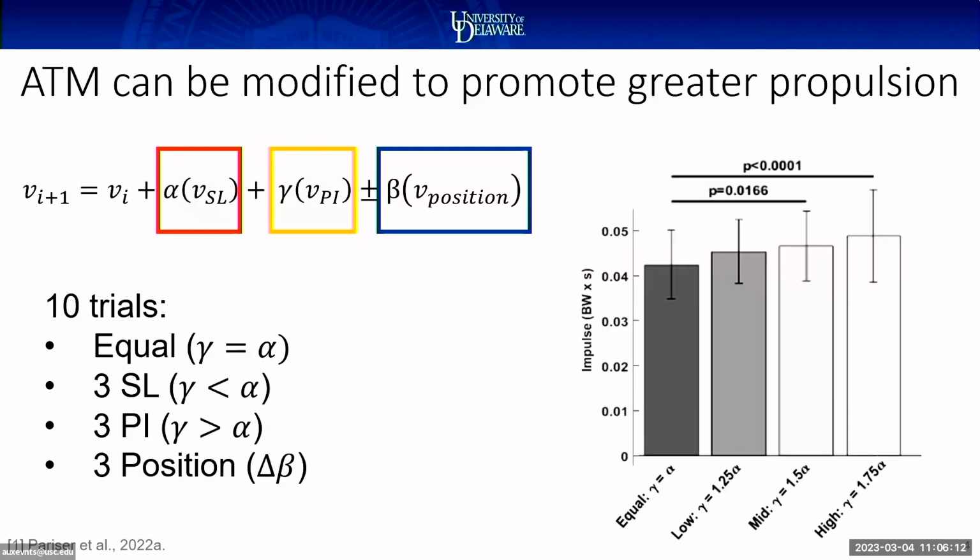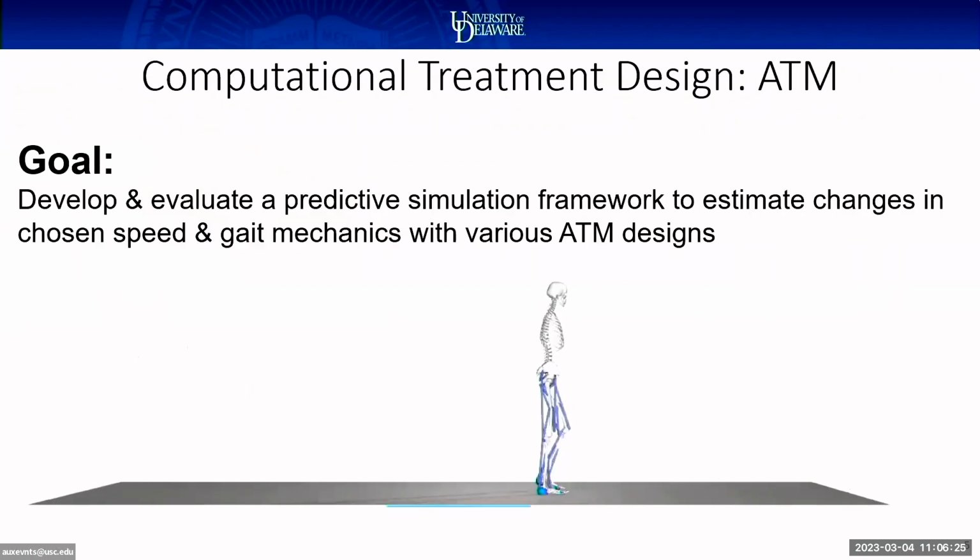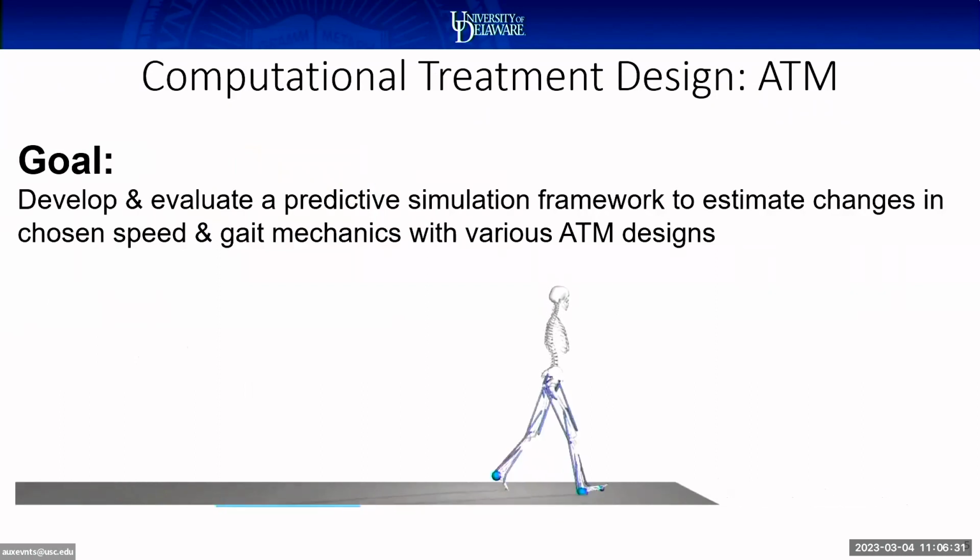As you can see here, we're really excited that we were able to, with these modifications, increase from left to right, we increased that value of gamma. We were able to promote greater propulsion. But this required 10 different trials for individuals at least. We could have done more with adding more modifications. And individuals post-stroke, we can't ask them to walk on the treadmill for this many different trials.